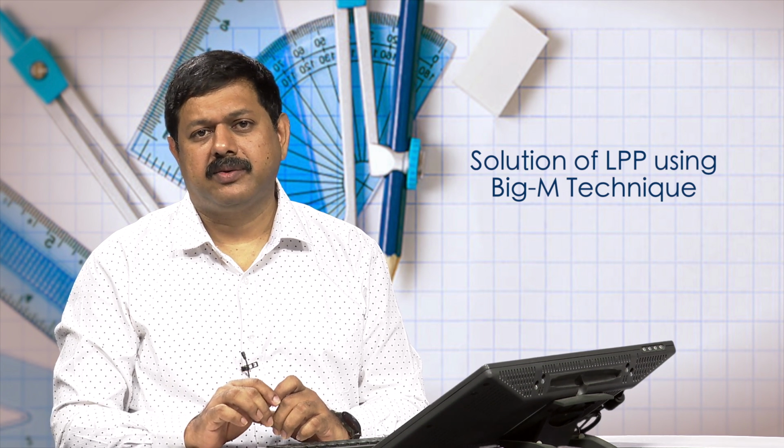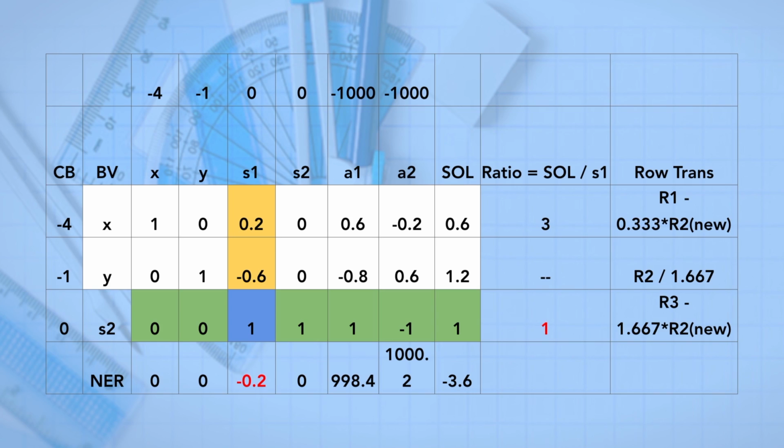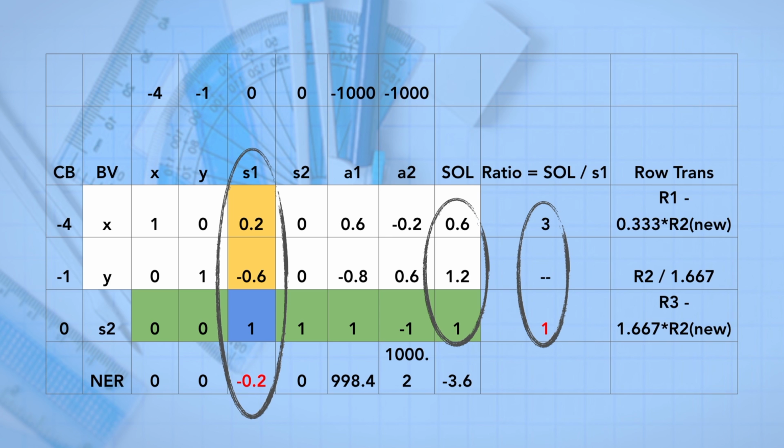Applying the row transformations in order to shift the basis of the leaving variable to the entering variable, we get the third simplex table. In the third simplex table, the most negative of the NER is in the S1 column. Hence, S1 is the entering variable. Now, by dividing SOL elements by the corresponding entering variable column elements, we get 3 for the x variable row and 1 for the S2 variable row.